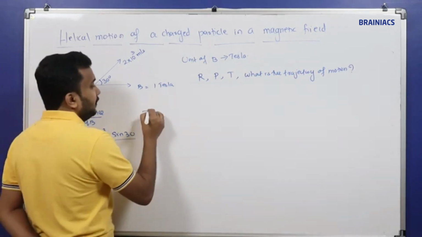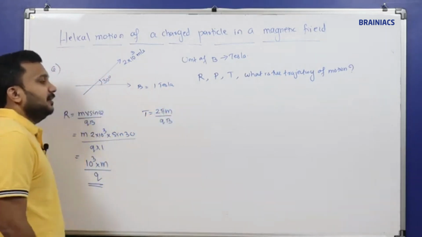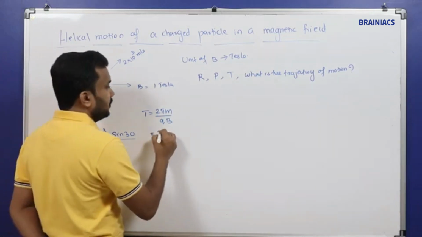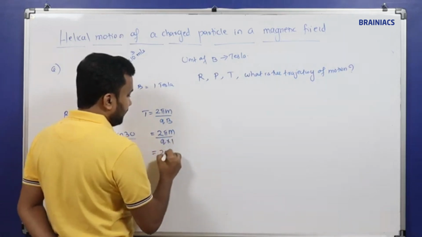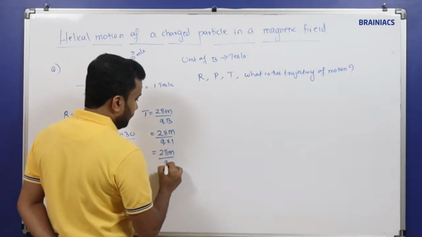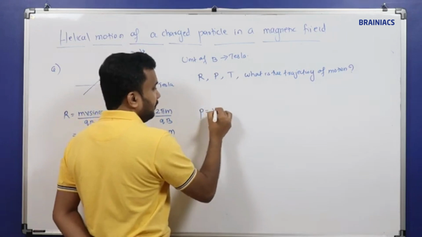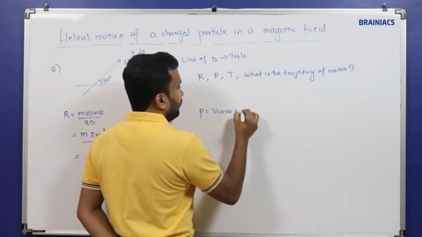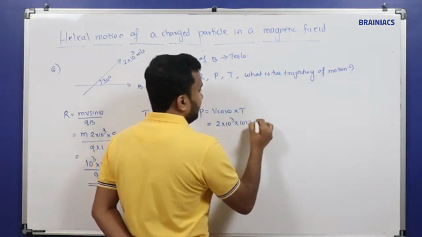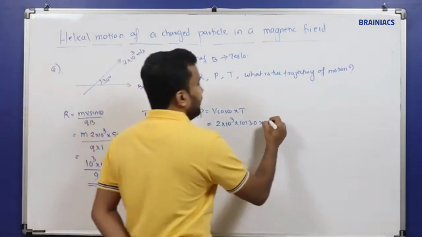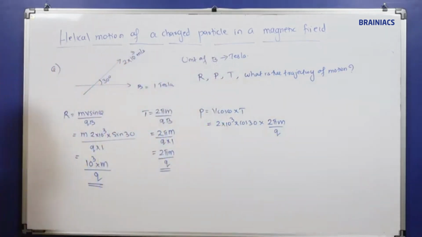Next, I am going to find out the time period, then we will come to pitch. 2 pi m divided by qB, because if I get the time period, it is easy to find the pitch. So 2 pi m divided by q into B, which is 1. So it is nothing but 2 pi m divided by q. Okay, and the next one is the pitch. We know pitch will be equal to v cos theta into time period. V is 2 into 10 power 3 and cos 30, into time period 2 pi m by q. If the m value and q value are given, you have to use those values.